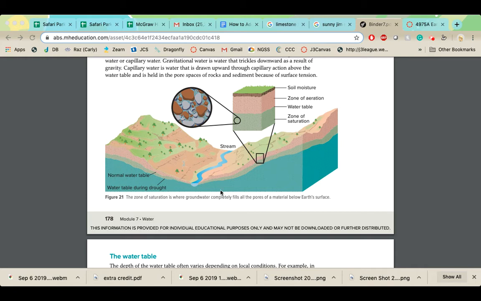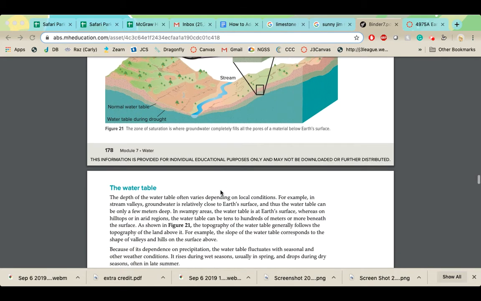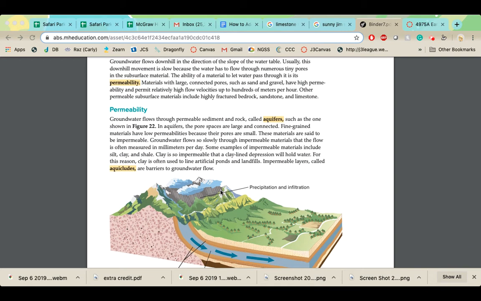In a place that's like a marsh or a swamp, the water actually can't go any lower, so you're actually at the water table. You're standing in the water table if you're standing in a marsh.